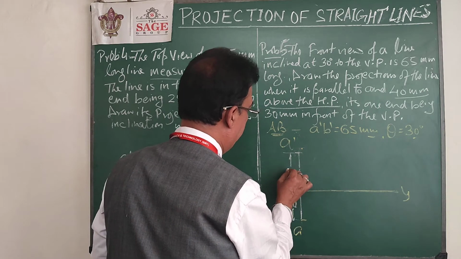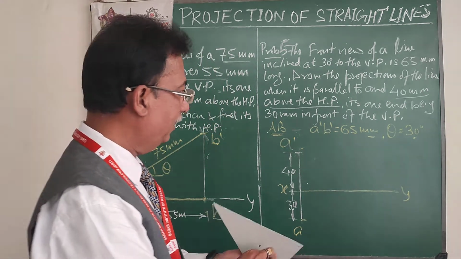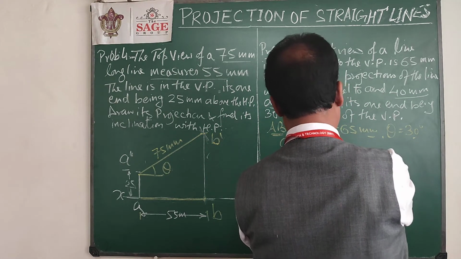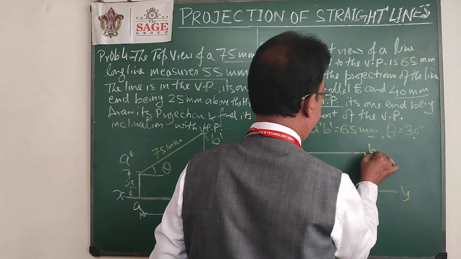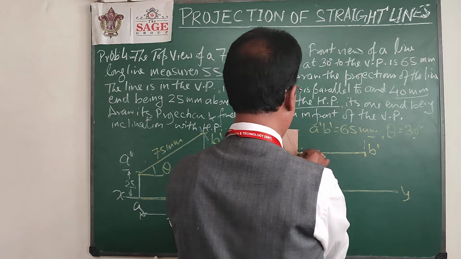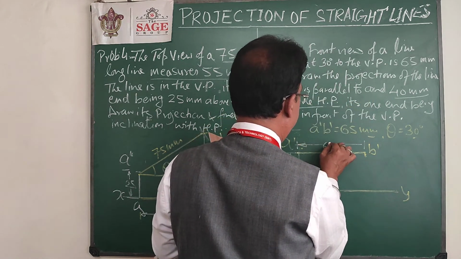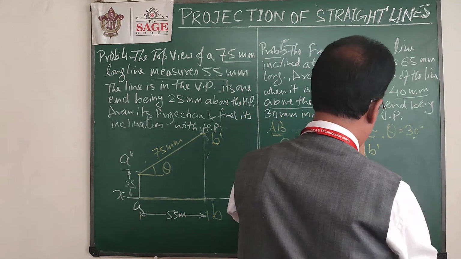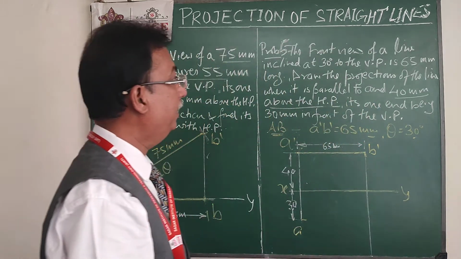Now as you know the line is parallel to HP, so the front view will be parallel to XY, and that length is given to me, that length will be 65. So 65 from this will be the point B dash. This is given in the problem, A dash B dash. So directly we can plot the front view this time, 65 mm. Now if this is B dash, then b must lie on its projector, so drop a projector.